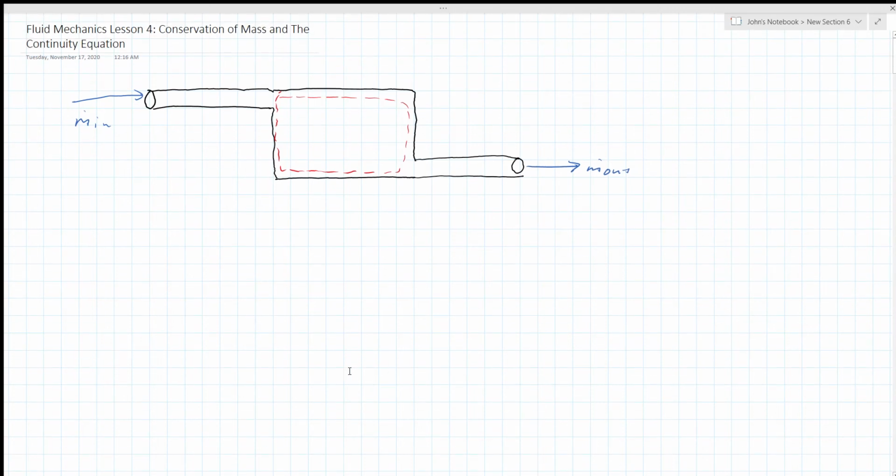Hello everyone. Today we shall be covering our fourth lesson of fluid mechanics, conservation of mass, and the continuity equation. So for this lesson, let's imagine some system here where the red outlines our control volume.